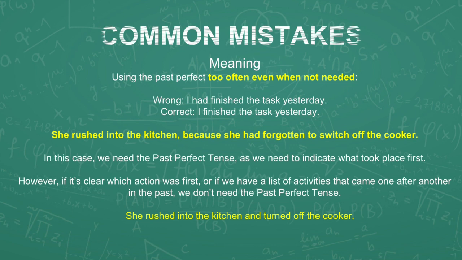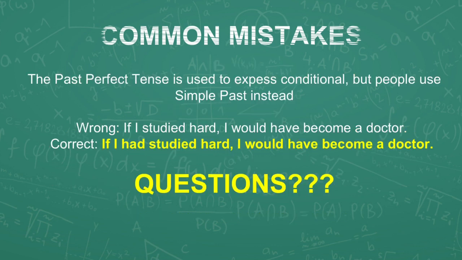Some more mistakes to understand and correct. So some people get the meaning of the past perfect wrong, and they use it too often even when not needed. So you don't have to say I had finished the task yesterday. You can just simply say I finished the task yesterday. So just simple past is enough here. Look at this sentence. She rushed into the kitchen because she had forgotten to switch off the cooker. In this case, we need the past perfect tense because we are showing which action took place first. However, if we know which action happened first, or we have a list of activities that came one after another in the past, we don't need the past perfect tense. She rushed into the kitchen and turned off the cooker, for example.